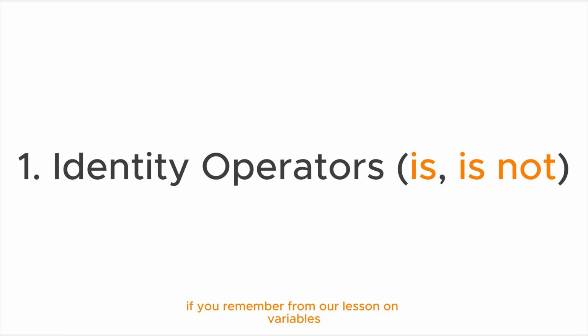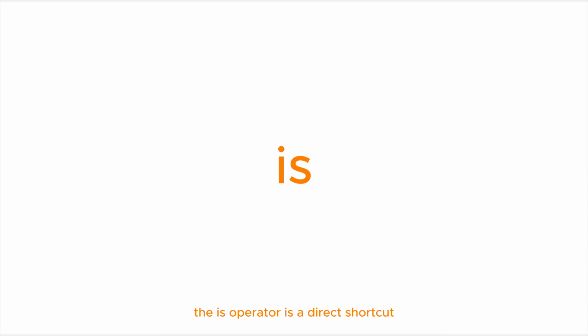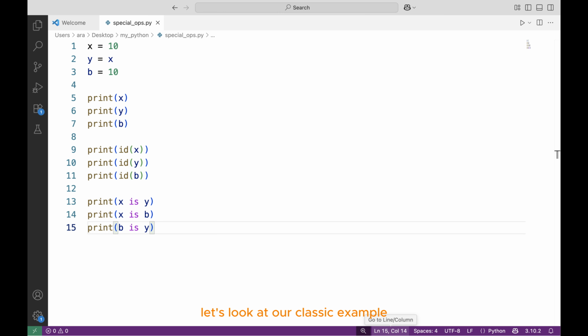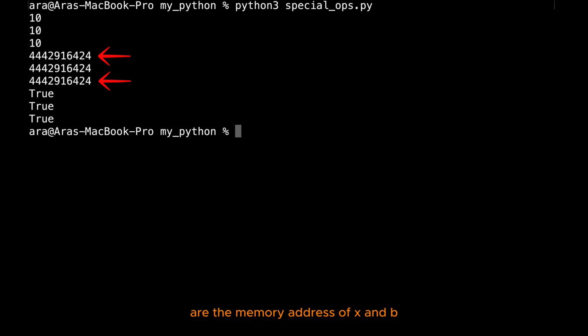If you remember from our lesson on variables and the library analogy, we used the id function to see the memory address of our data. The is operator is a direct shortcut for comparing those IDs. Let's look at our classic example. x = 10, y = x, b = 10. The question x is b is simply asking the PVM, are the memory addresses of x and b the exact same address? The answer can only be true or false.